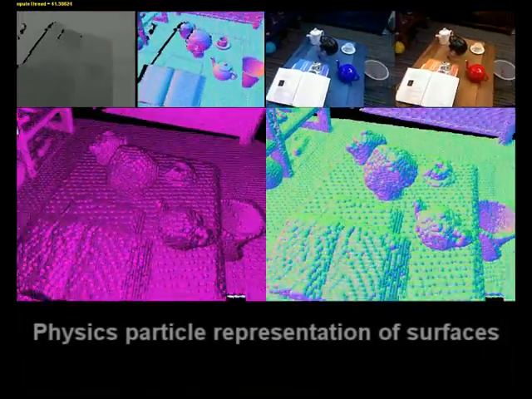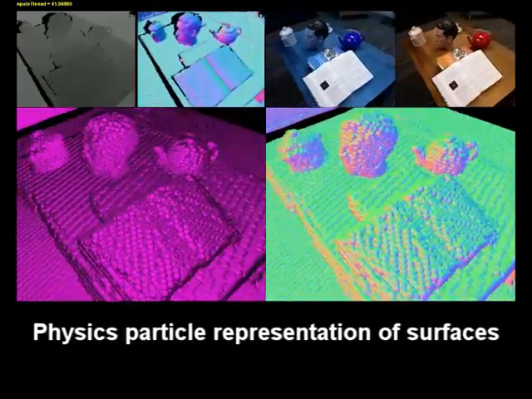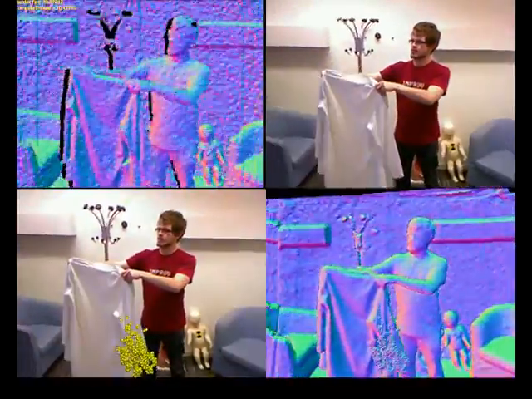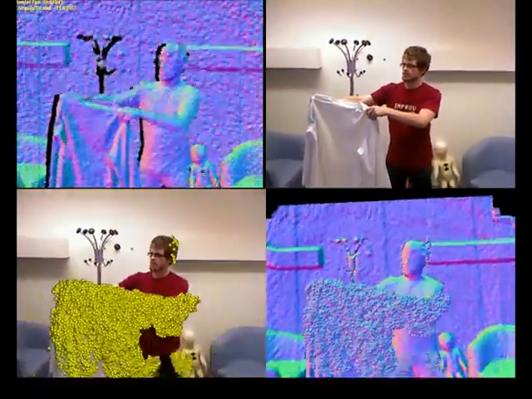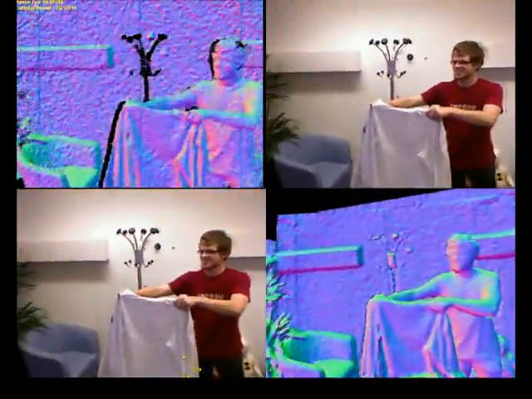Here, we show the particles which are used to approximate the surfaces in the scene to enable real-time physics simulation on the GPU. We support interactions with dynamic scenes by deforming the relevant surfaces and any associated physics particles in real time. Movement of the KINECT camera relative to the rest of the scene is continually tracked.